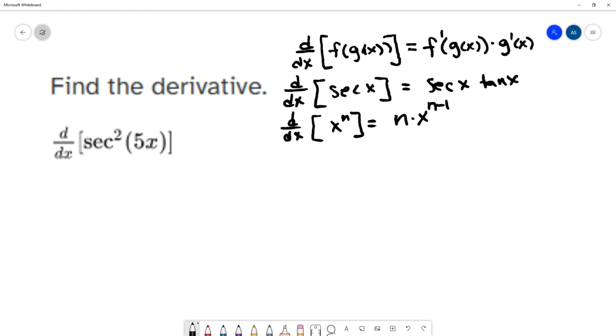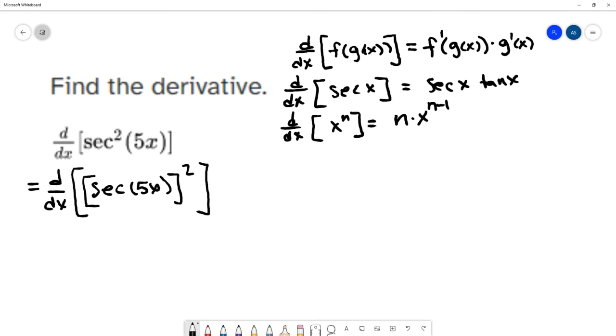So let me first start by rewriting this so that we can figure out what our outside and inside functions are. We need to know that for our chain rule. The power on trig functions really means that whole function raised to the power, instead of the power only on that secant part. So this tells us that our outside function is the power, and our inside function is secant of 5x.